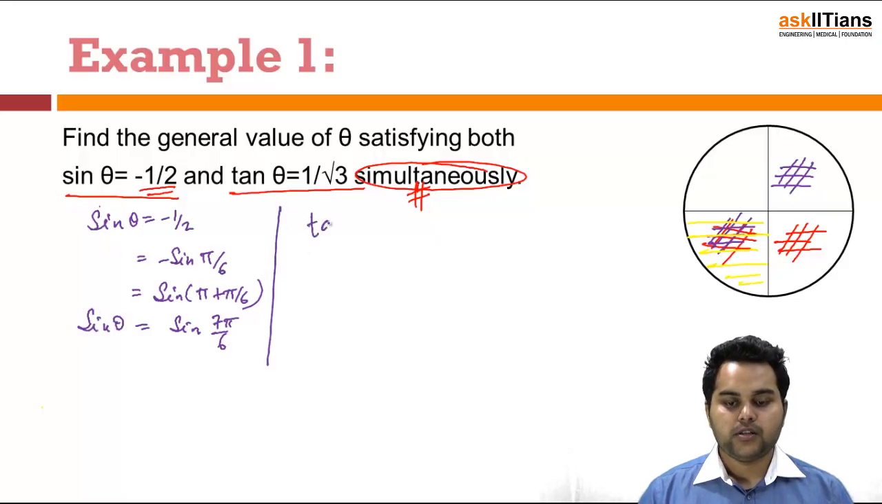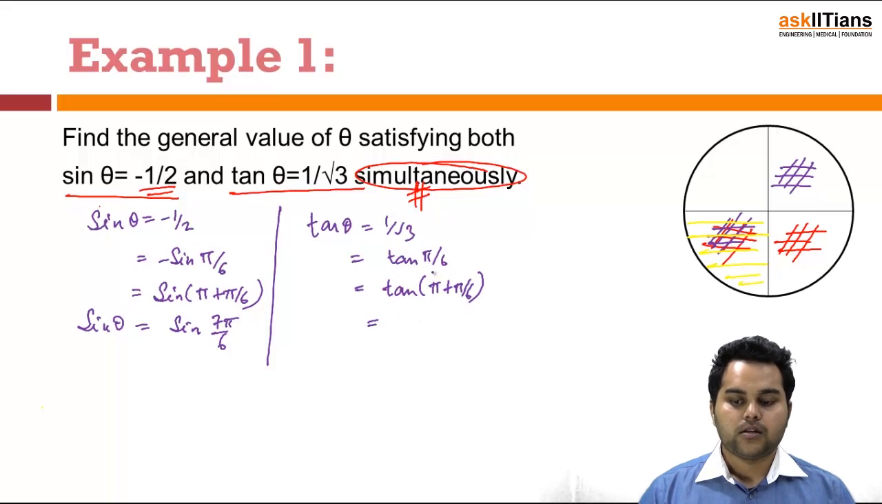For the second equation, I get tan theta is equal to 1 by root 3, which in the first quadrant can be written as tan of pi by 6. In the third quadrant, it can be written as tan of pi plus pi by 6. The sign won't change as tan is positive in the third quadrant again. I will get tan theta is equal to tan of 7 pi by 6.